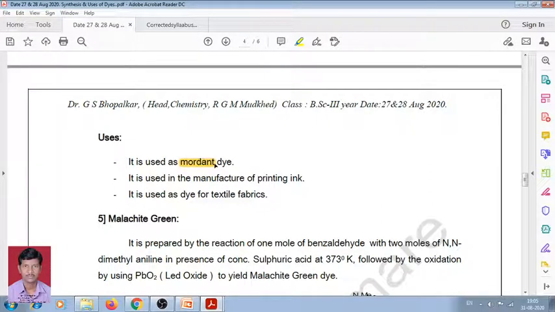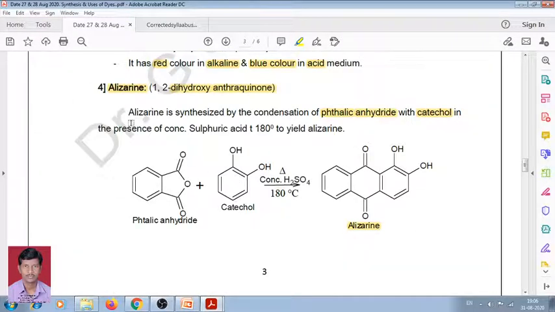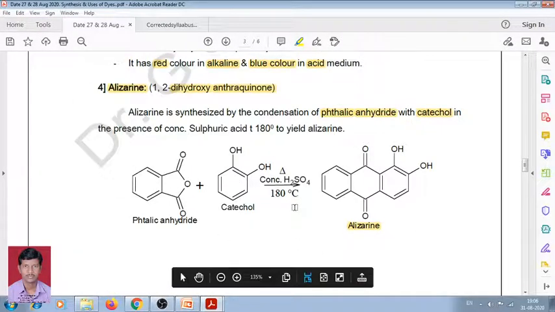Because we have already learned in the classification of dyes, and it is used to manufacture printing ink. Whatever ink we are using for the printing purpose can be manufactured in the industry for the preparation of printing ink, and it is used to dye textile fabrics. Whatever the textile fabrics, they get dyed by using alizarin as a dye. Okay, this is the structure of alizarin.